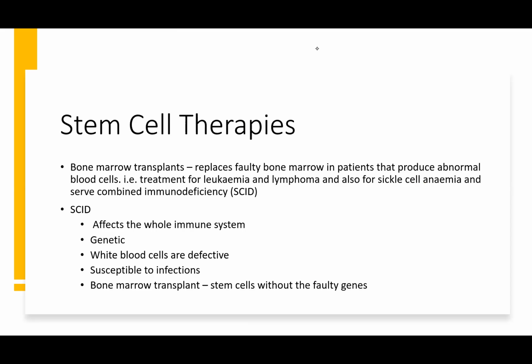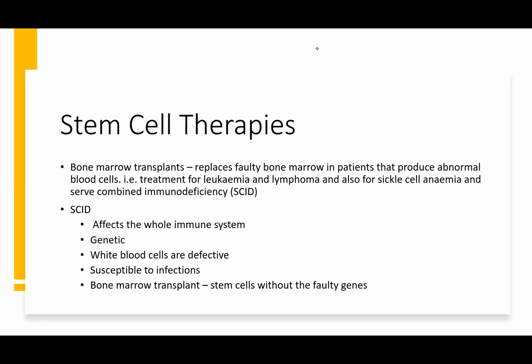Some stem cell therapies already exist. So it's not this sort of really sci-fi, into the future, or this might eventually happen one day. Some do already exist. And they're mainly for diseases that affect the blood and the immune system. So bone marrow, which we've spoken about quite a bit already, contains stem cells, and these can become specialized to form any type of blood cell, which is really, really good because we can use bone marrow as a transplant. So we can have bone marrow transplants, and these can be used to replace faulty bone marrow in patients that produce abnormal blood cells.